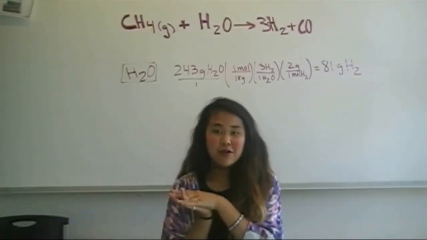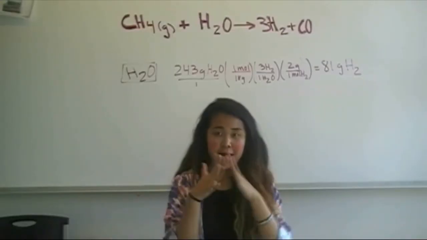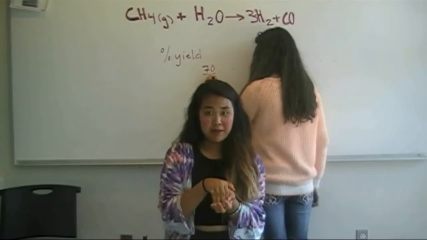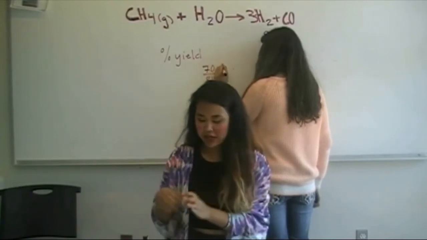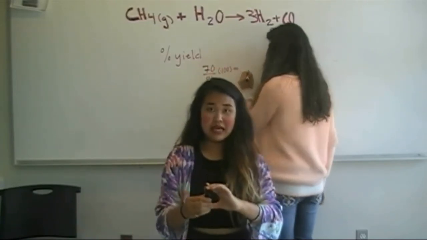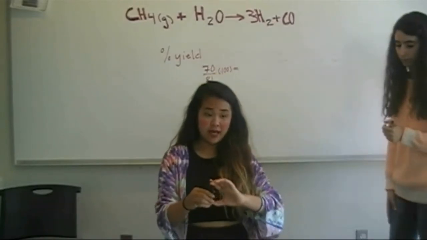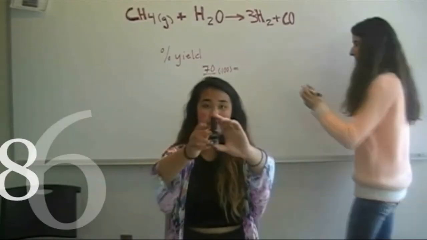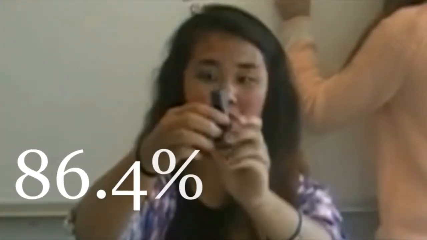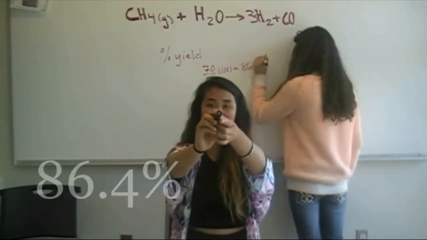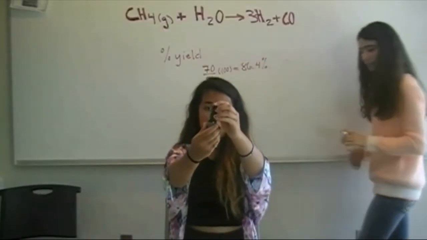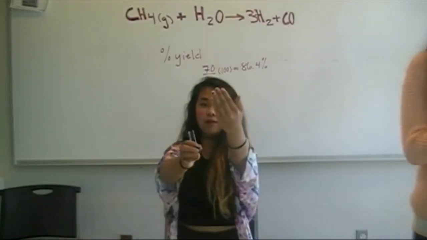After this tutorial, you should be getting a nice 81 gram H2 kind of look. If you end up getting a 70 gram look instead of the 81 gram look, then you can use the percent yield, 70 over 81 times 100, to get 86.4%. I really like this 270 stiletto Revlon color stay. I'm wearing it on my nails right now.